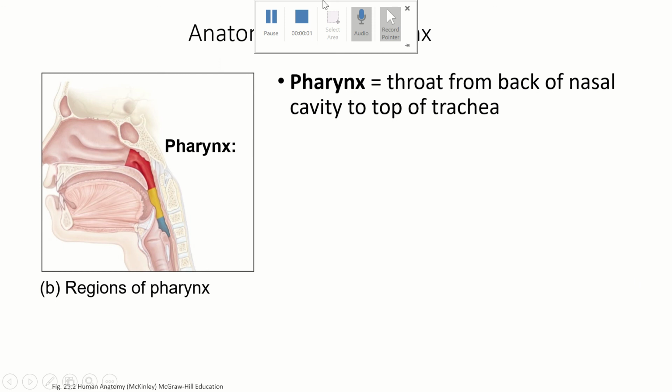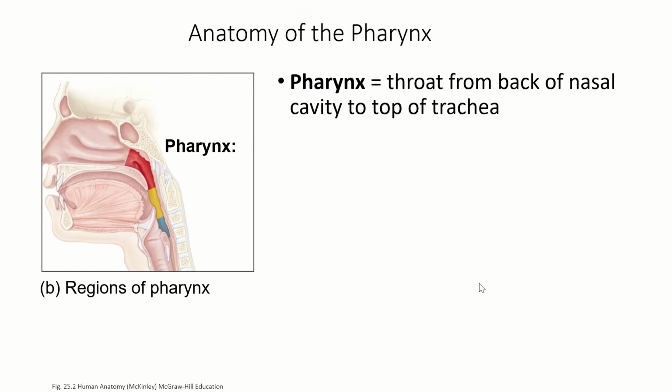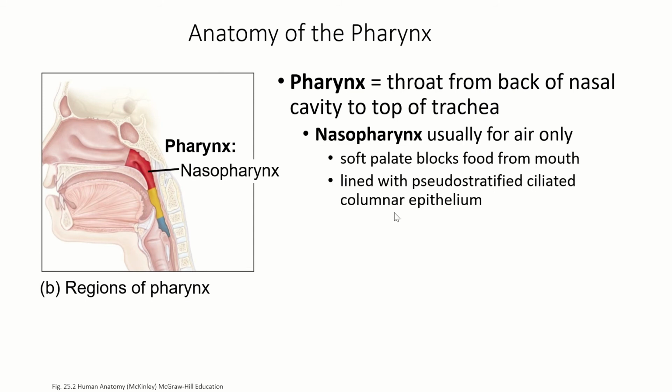All right, for this next section, we're going to talk about the anatomy of the pharynx, which is the top part of the throat and the back of the nasal and the oral cavities. It's divided into three sections. The top is the nasopharynx. I know, clever, nasal cavity, nasopharynx.